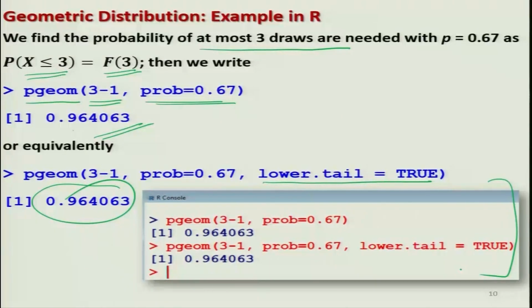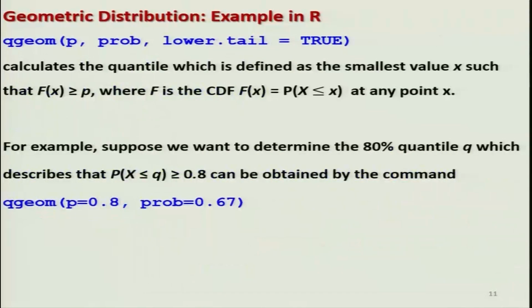So, you can see whether you use lower.tail equal to TRUE or not, that is not really going to make any difference. This is the default value. Now, similarly, if you want to compute the quantiles, for that you have to use the command qgeom and then p, the probability, and lower.tail remains the same as we have used earlier.